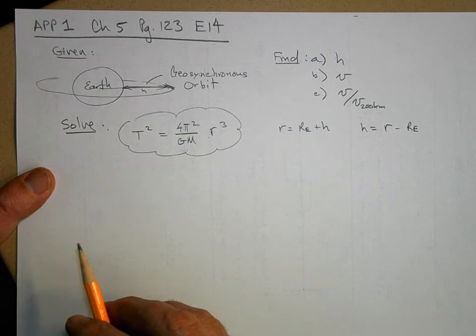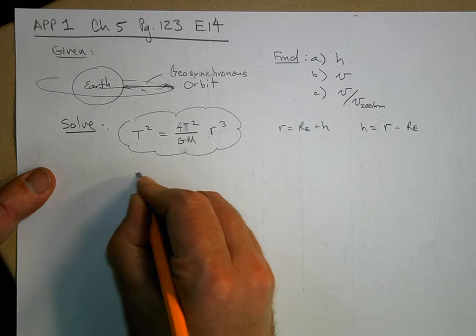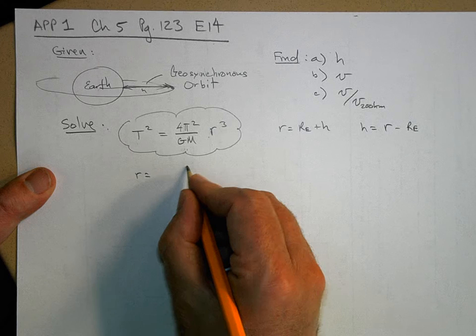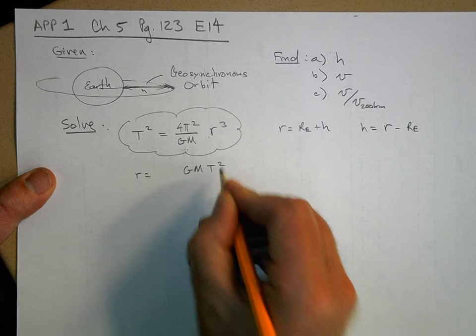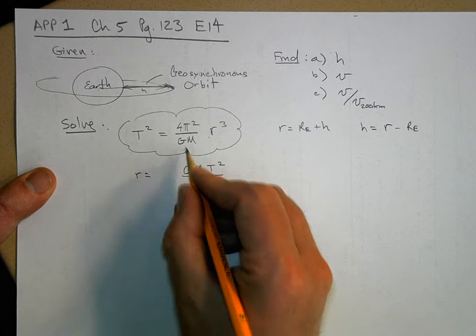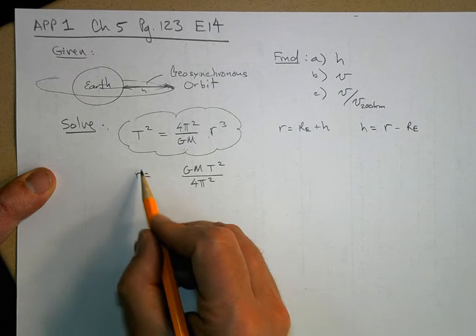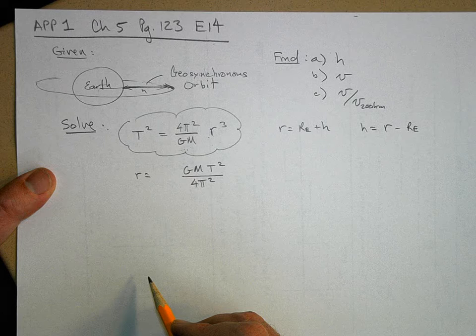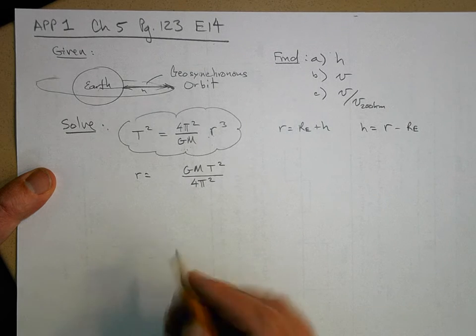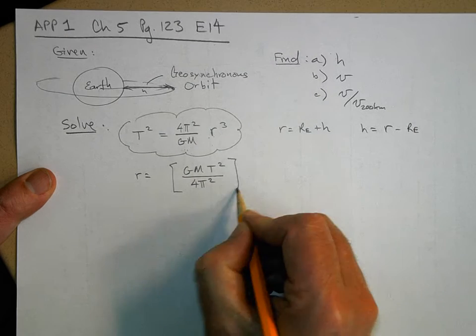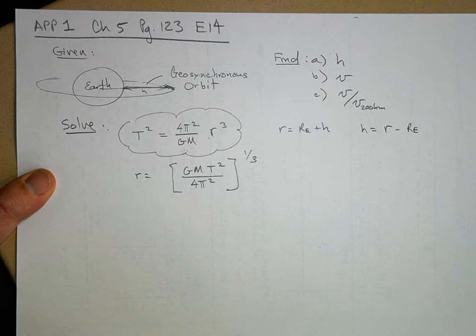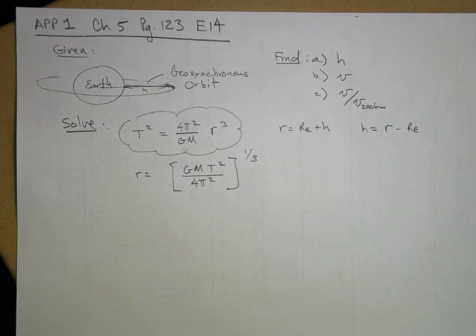Well, this allows us to solve for r. So r cubed is equal to GM times the period squared divided by 4 pi squared, and then, since it was r cubed, what do I have to do to both sides to get r all by itself? Take the cube root, which I'm going to write as, just put a bracket around, 1/3 power. Does that make sense to you guys? Because on my calculator, I'm going to go to the power of 0.33333333333, and I'll get the answer from that.